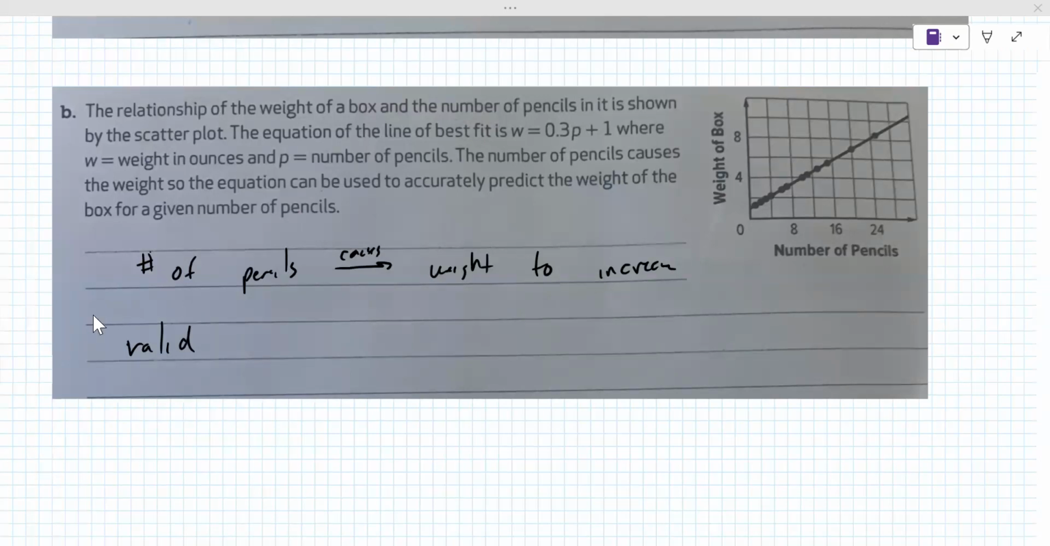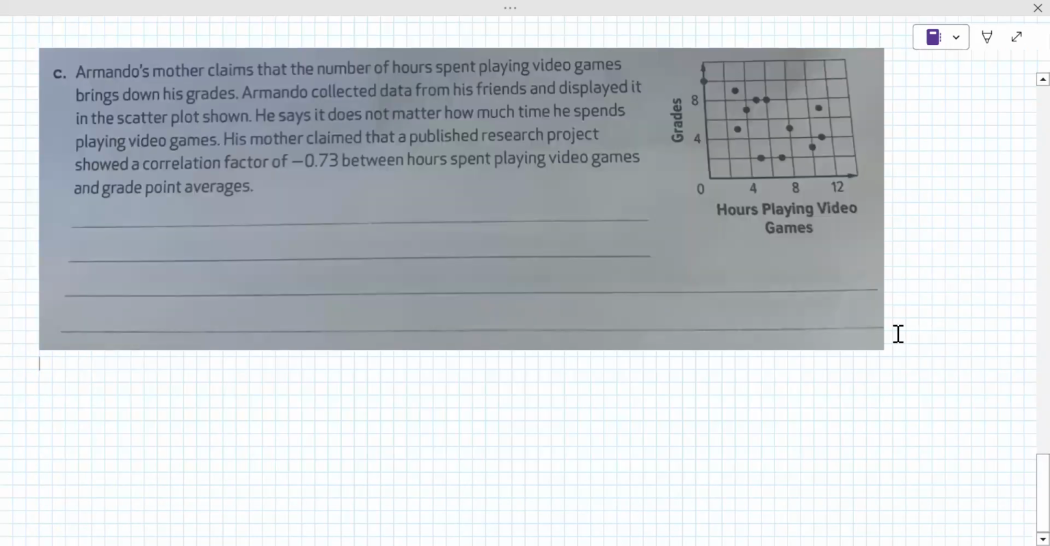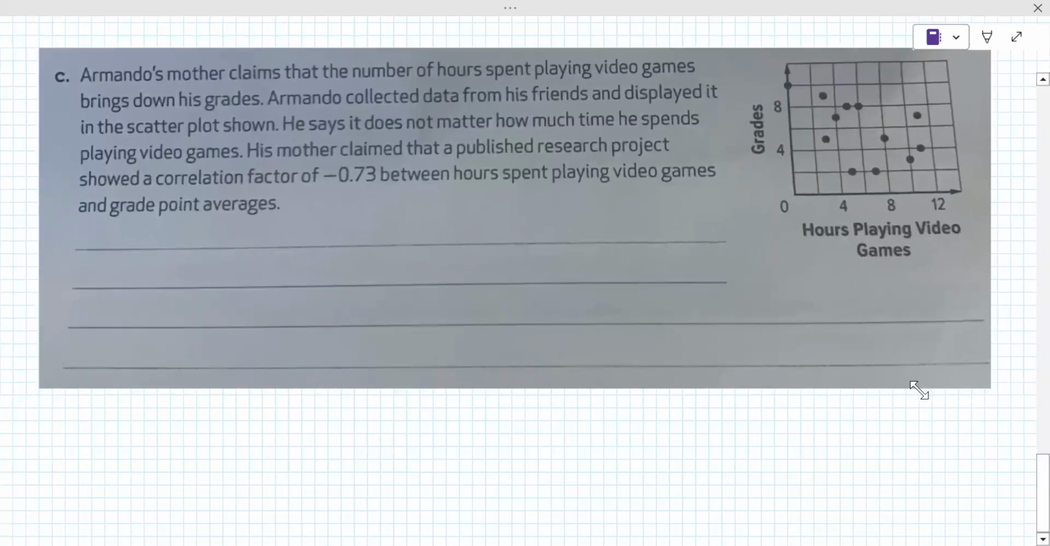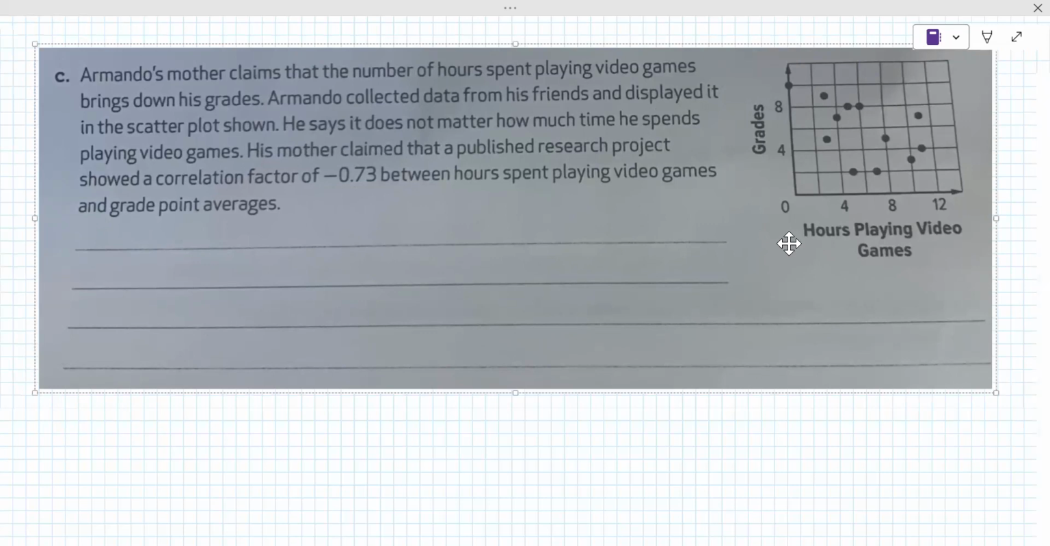All right, problem C here. This is the classic problem they want to show you in this class. I think I joked the other day they should switch it up to cell phone, social media, TikTok, Instagram, whatever you like, Snapchat. Armando's mother claims that the number of hours spent playing video games brings down his grades. Armando collected data from his friends and displayed it in the scatter plot shown. He says it does not matter how much time he spends playing video games. His mother claimed that a published research project showed a correlation factor of minus 0.73 between hours spent playing video games and grade point average.